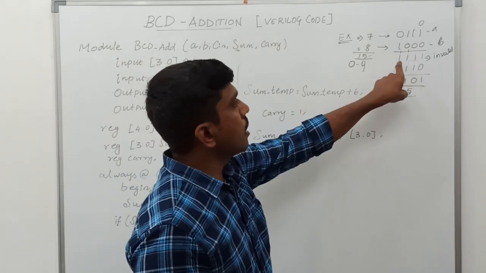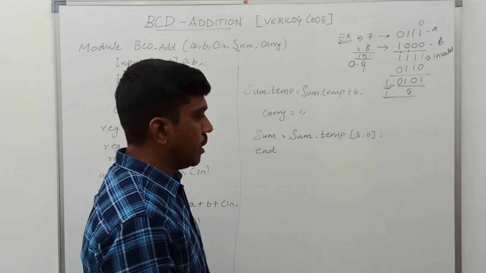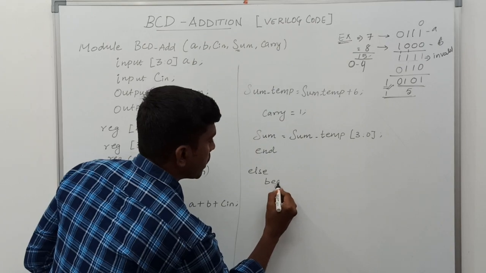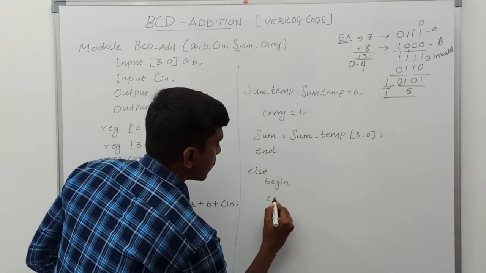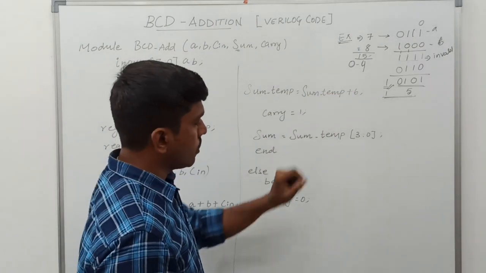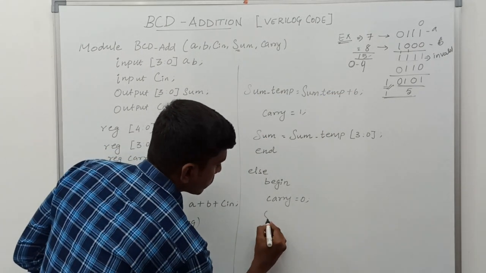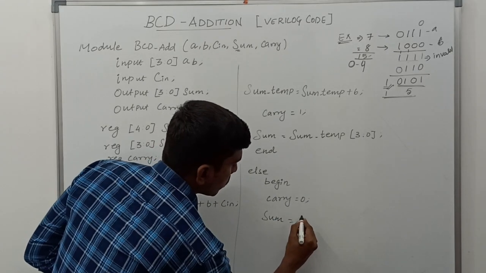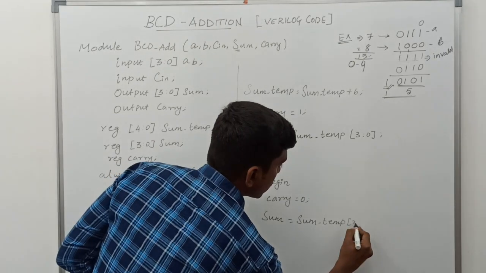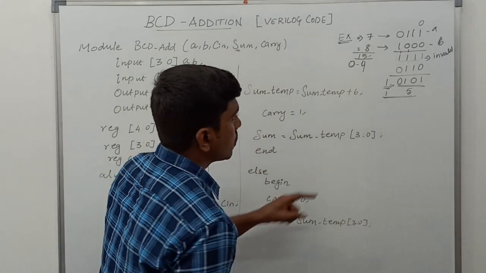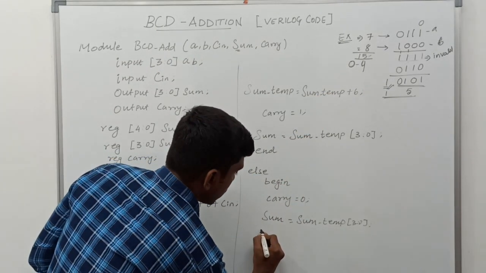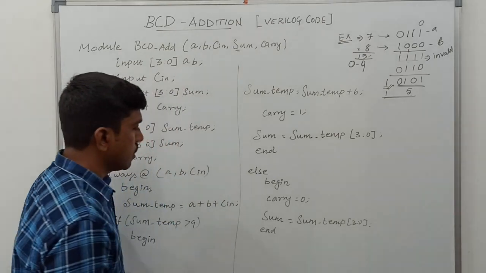Suppose this value is not greater than 9, else begin, carry is 0. So the carry value is 0. Then sum equal to sum temp 3 to 0. So the result goes directly to sum. And then close the block, end.